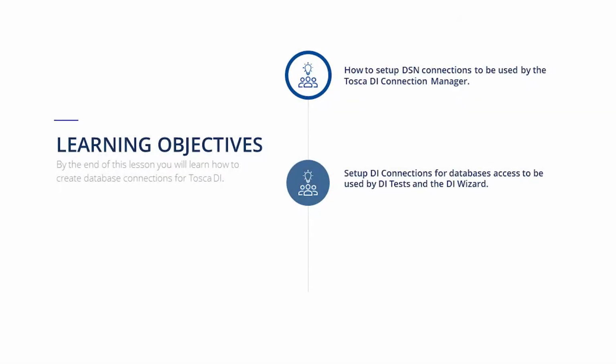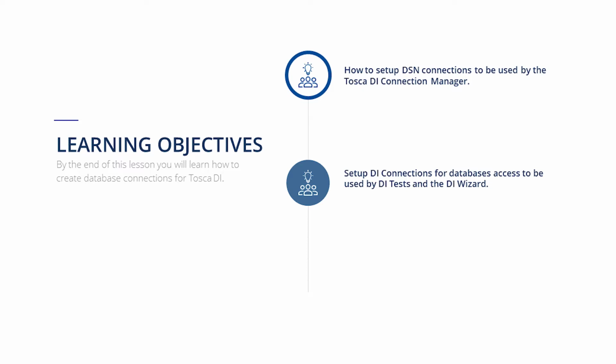In this lesson, you will learn how to create database connections for Tosca DI. Tosca DI requires an ODBC driver and DSN connection to execute database tests covered in this training. The Tosca DI wizard requires a Tosca DI connection for source and target data sources in order to set up vital checks and field tests.